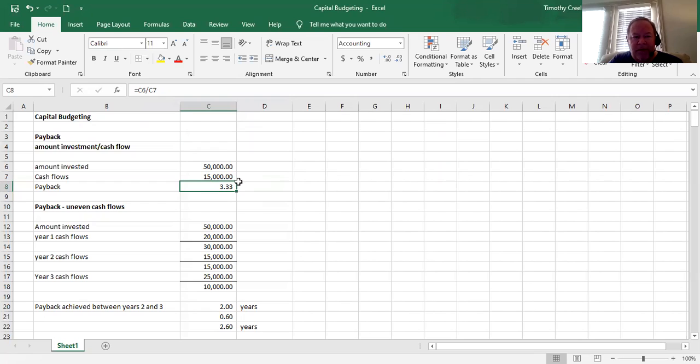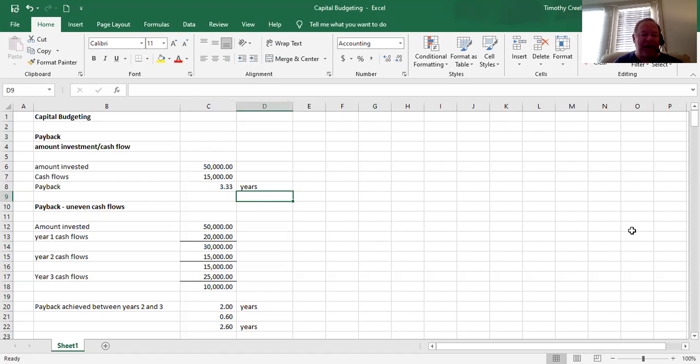So, in this case, we would take the amount invested divided by the annual cash flows, and we would get basically 3.33 years. So it'd take 3.33 years to make back our initial investment. So payback: amount invested divided by cash flows coming in. How long does it take to make back your initial investment? Now, that is looking at payback with even cash flows every year.